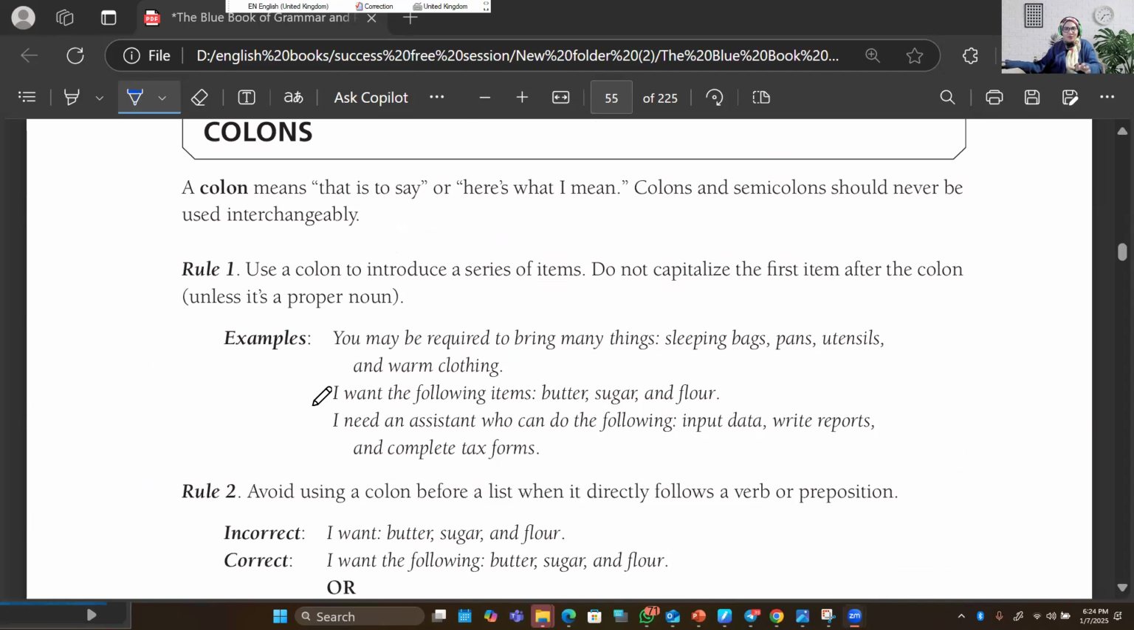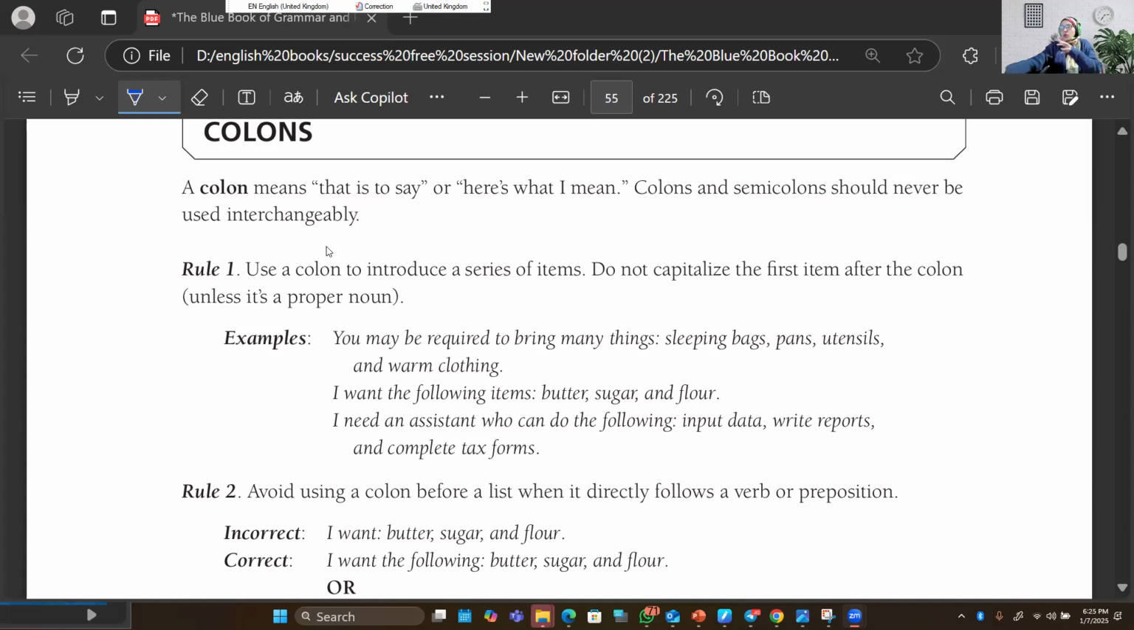Okay, the last thing for today, inshallah, is going to be the colons. A colon means that is to say, so I use it to explain. It's the main use of the colon, by the way. It means that is to say, or here is what I mean. Actually, colons and semicolons should never be used interchangeably. They can't be used instead of each other.